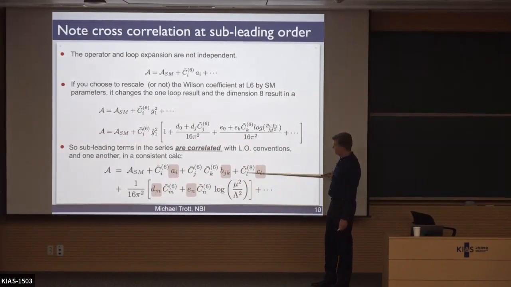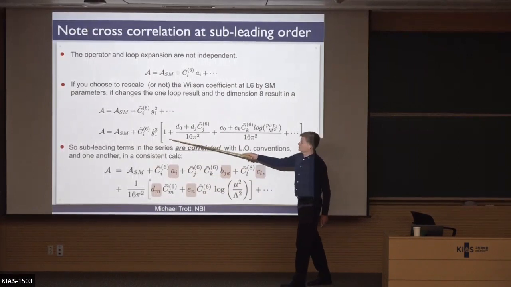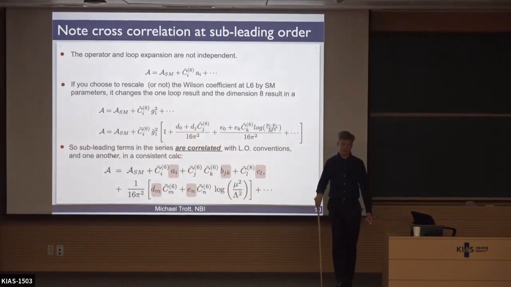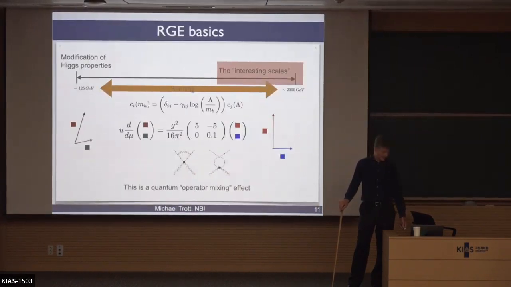If we separately calculate this and some other group calculates this for a process, and it's inconsistent with the leading order formulation, you might think, oh, we'll just rescale the leading order result and it's simple. No, it actually changes these two results. We want to do this consistently, cross consistently. Yeah, that's clear. So let me get back to the RG and talk about that a little bit.